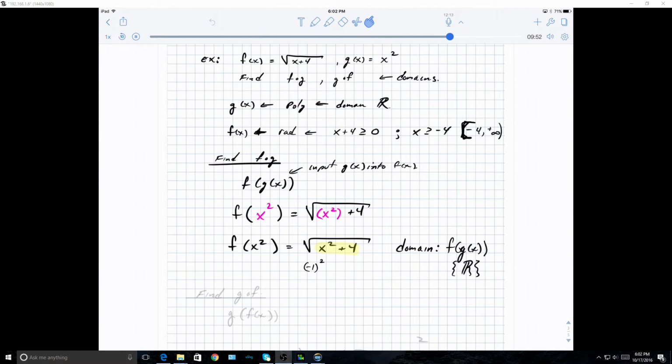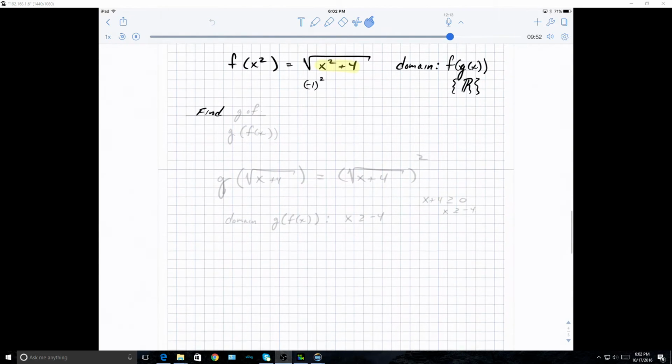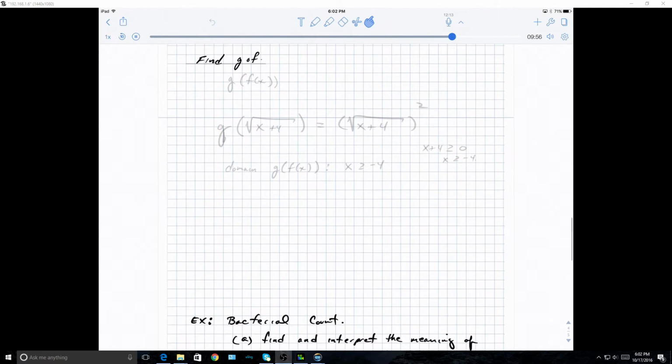Alright, now if we go in reverse, let's see what happens. If we find not f of g, but g of f this time, that means we're taking g of f of x, which means that our input is going to be f of x this time. And that means that we're going to have g of, what was it, square root of x plus 4 input into g of x, which was this.